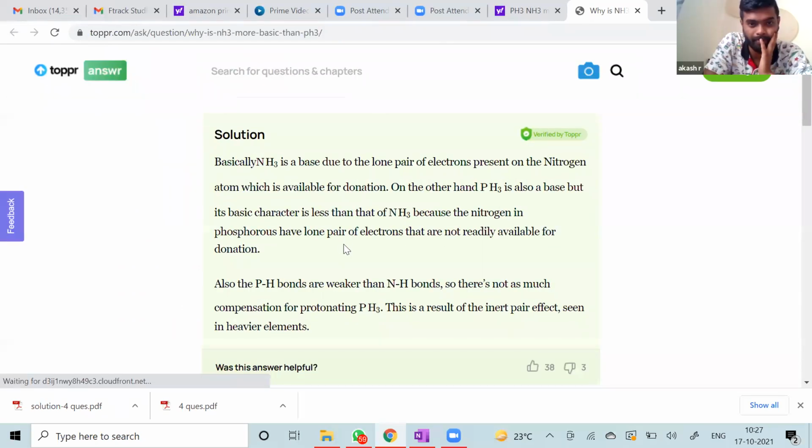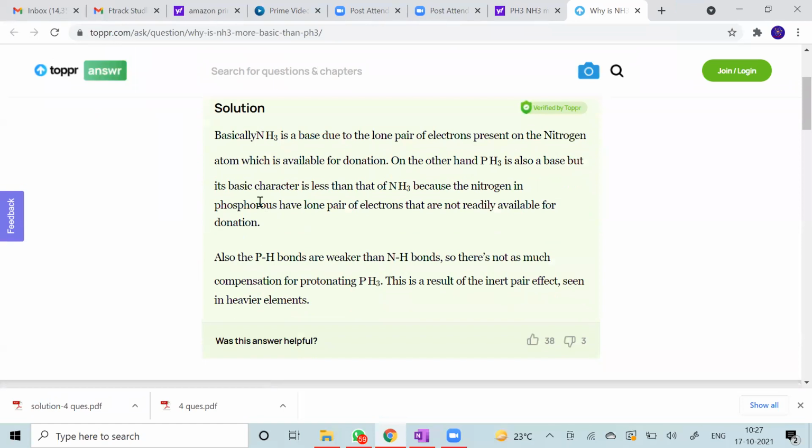Basically, sir, ammonia forms covalent bonds, no, sir. The basic character, one second. The lone pair is not readily available for donation. And also the P-H bonds are weaker, so there's not much compensation for protonating. Yes, so the catenation tendency in N is low, no, sir, than P.